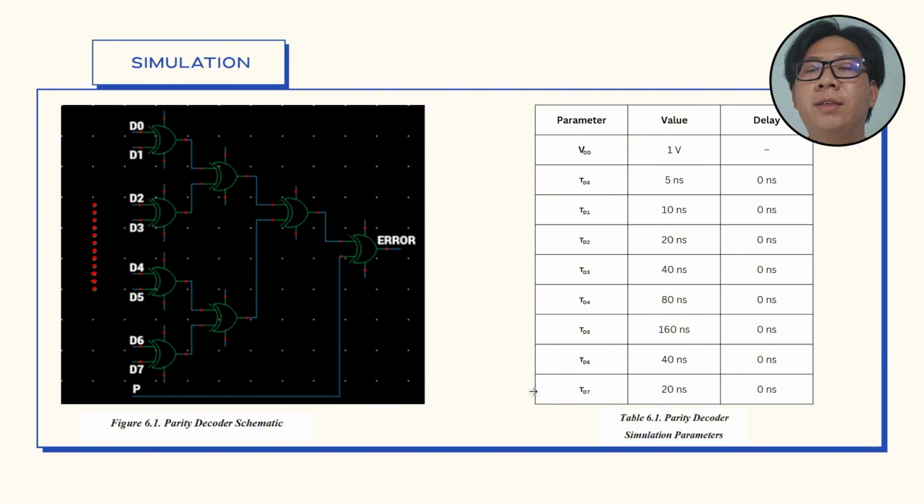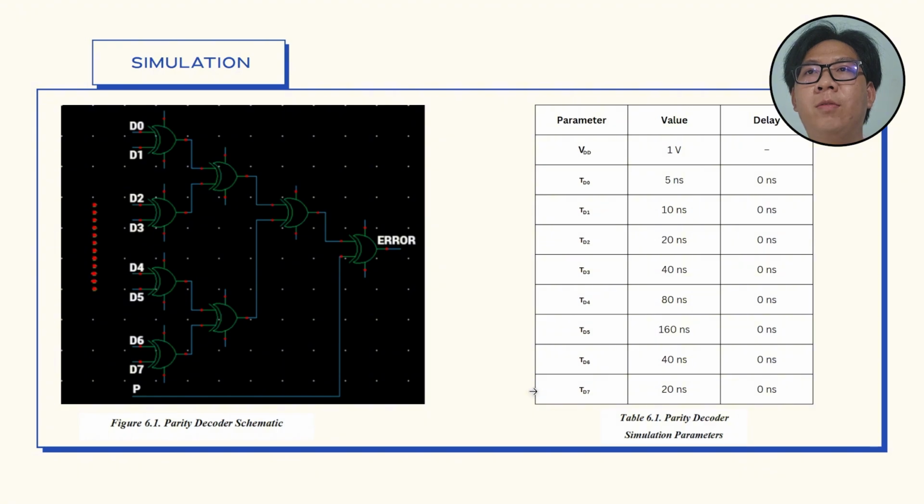Moving to figure 6.1, the parity decoder schematic. We can see the input signals include D0 to D7 and one parity bit, which is generated from the parity encoder. The output is the error bit. When the error bit equals 0, it means the data is correct, no errors. But when the error bit equals 1, it indicates an error has occurred.